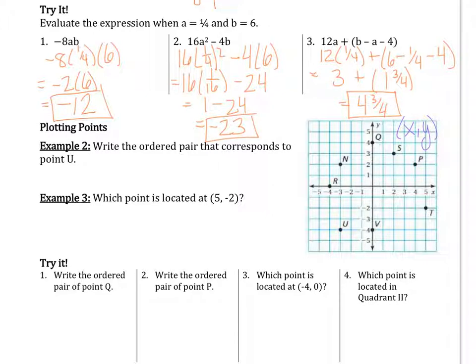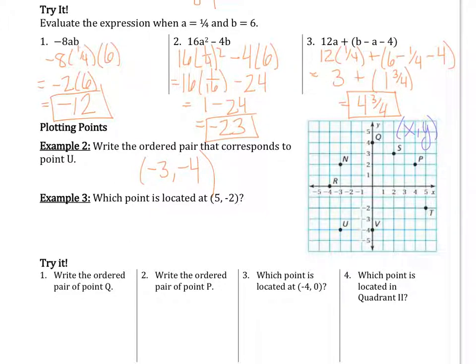So they're asking us to write the ordered pair that corresponds to point U, which is down here in this corner. So if I kind of track it from the origin, I will go to the left 3 and down 4 units so that you can see the numbers correspond right there on the grid. So the point for U would be -3, -4.